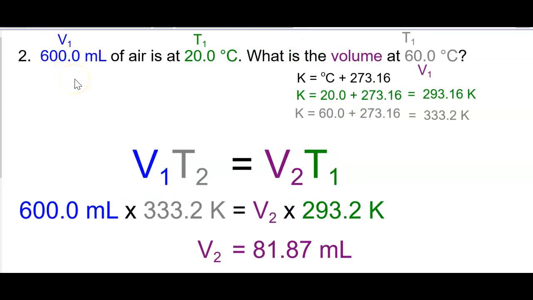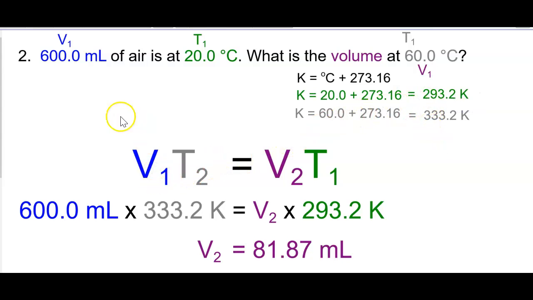In this problem, we have 600 milliliters at 20 degrees Celsius. What is the volume when it's 60 degrees Celsius? We have to convert both of them into Kelvin. Remember, every temperature must be converted into Kelvin. No options here. So I got 393.16. And this technically should be 2 sig figs, but either way would work.